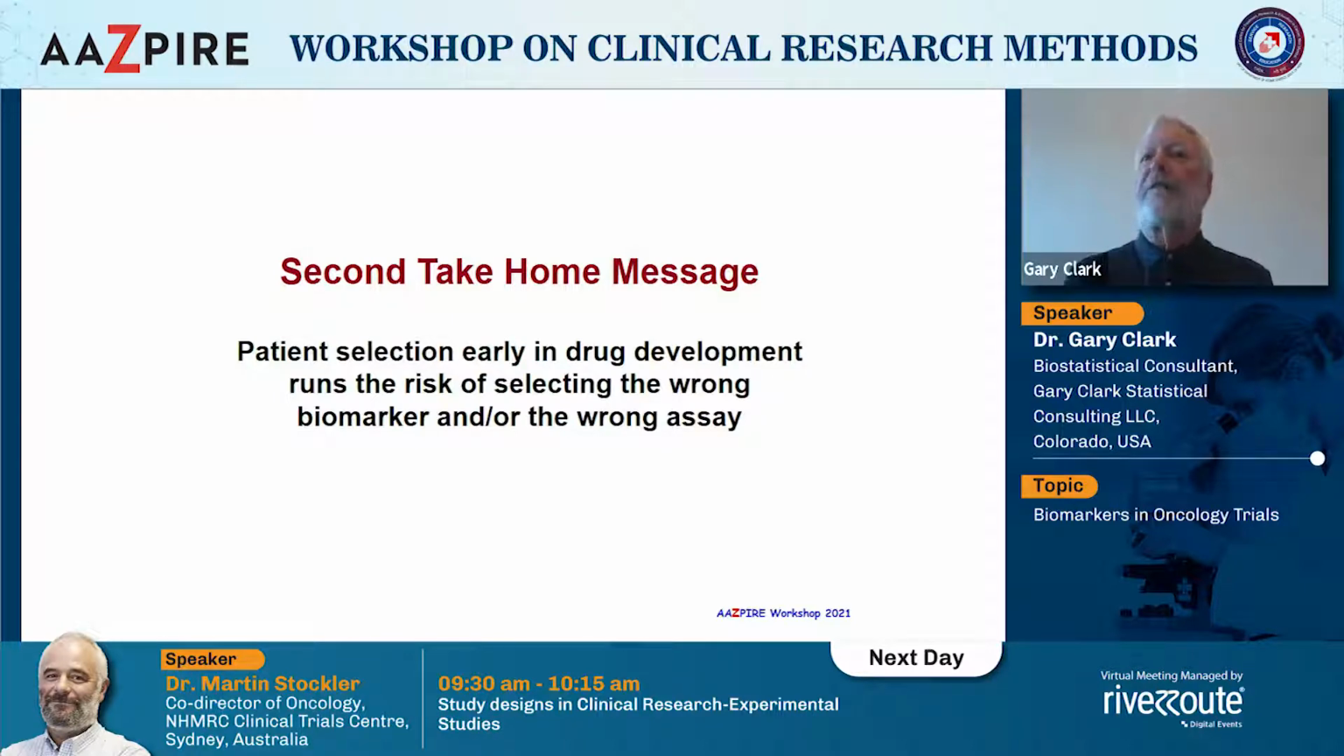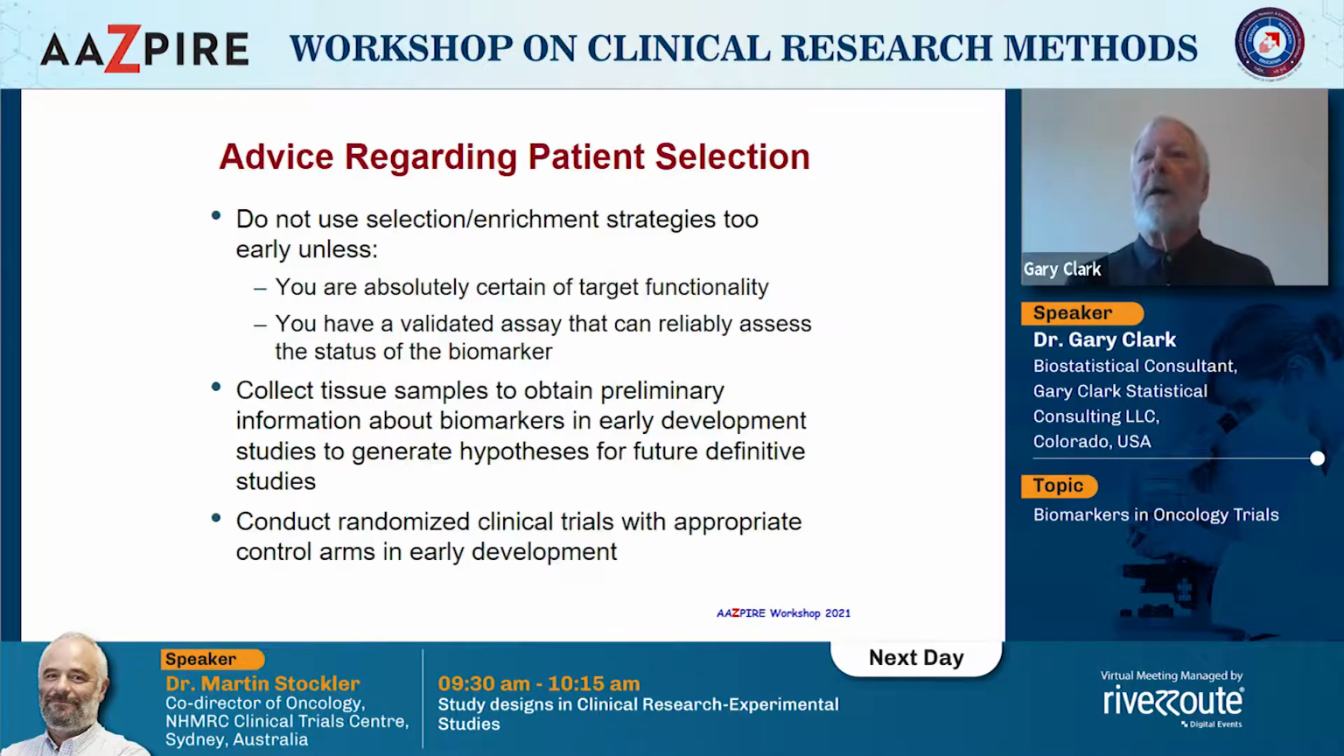that patient selection early in drug development runs the risk of selecting the wrong biomarker and/or the wrong assay. So my advice regarding patient selection is, do not use selection or enrichment strategies too early unless you are absolutely certain of target functionality and you have a validated assay that can reliably assess the status of the biomarker. I can show you several examples in the literature where it's been the wrong biomarker or the target functionality is in question because we've used the wrong assay.